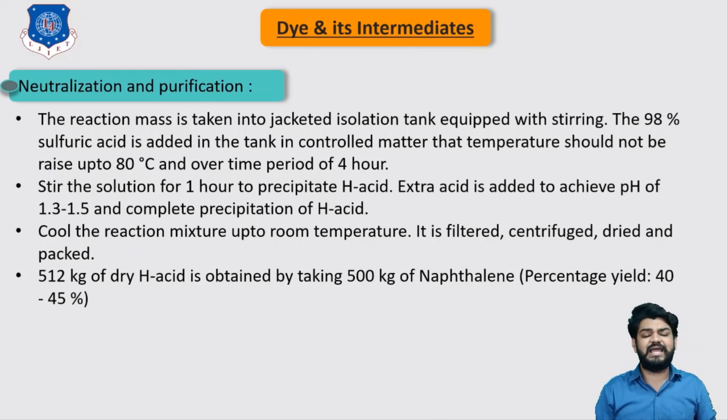Then this H acid mixture is cooled down and sent to the plate and frame filtration unit, where we recover all the precipitate of H acid, and we send it to a centrifuge, where we remove all the filtrate and recover our H acid slurry, which is then sent to the drying unit, where we remove all the moisture content, and then it is packed. With the help of this process, we can produce 512 kg of dry H acid, which can be obtained from 500 kg of naphthalene, with a processing yield of 40 to 45%.